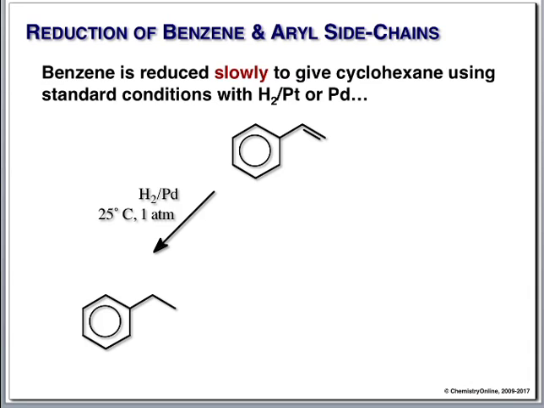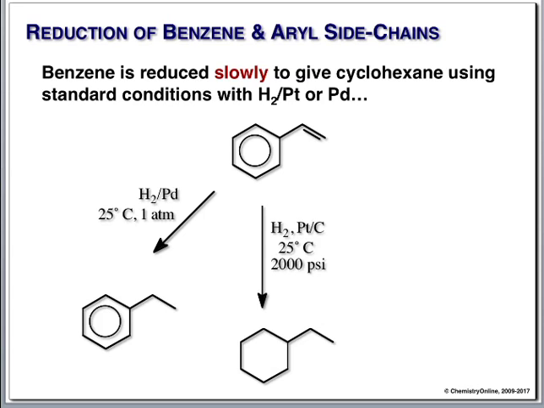We can change our conditions. If we take this up to 200 pounds per square inch and warm it up, we can reduce both the ring and the double bond. You probably don't want to be doing this reaction. High pressure reactions are difficult. There's also a really neat thing that was discovered a number of years ago, and this is the property of rhodium. Rhodium is a really interesting catalyst. At room temperature and one atmosphere, you can reduce the benzene ring just like that. You reduce both of them, but again, this requires a rhodium catalyst. Any questions?